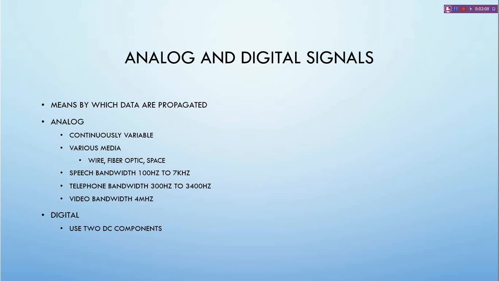Next, by which signals is data propagated? Data can be propagated as analog and digital signals. Analog signals are continuously variable, and can be transmitted through various media like twisted pair, coaxial cable, fiber optics and space. The bandwidth of speech is 10 Hz to 7 kHz, the telephone bandwidth is 300 Hz to 3400 Hz, and the video bandwidth is 4 MHz.